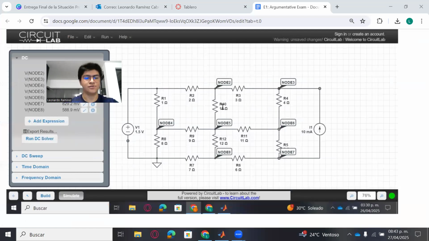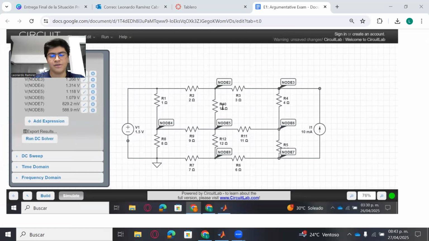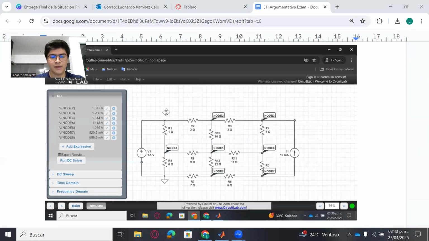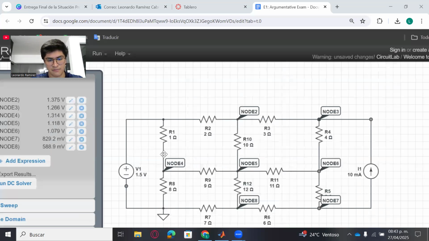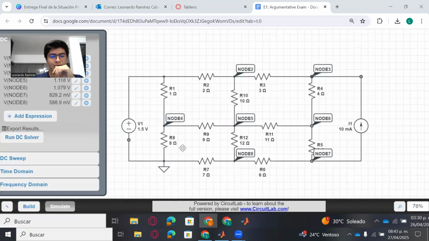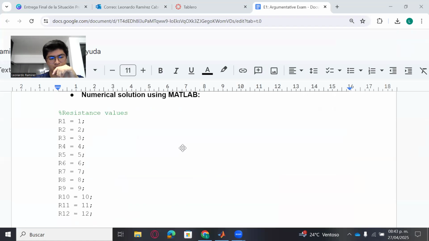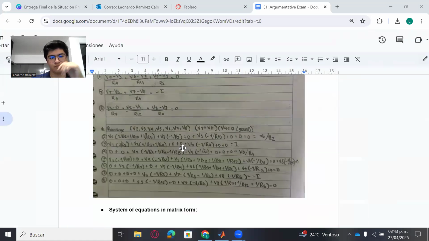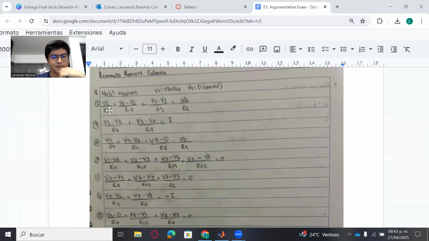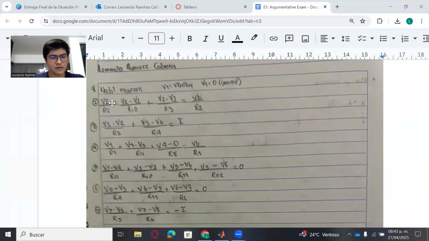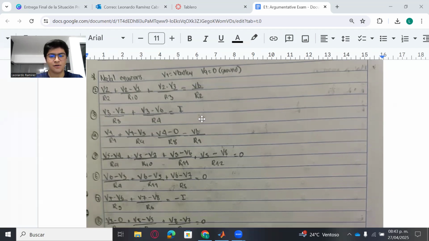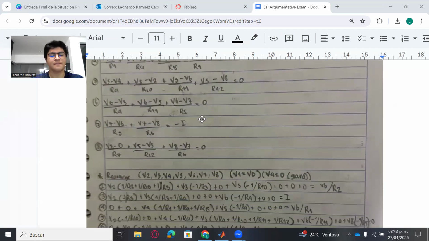It was pretty easy to manipulate because we just have to consider what nodes we have. Here we have the V battery one, and here we set the ground one to 0. So let us go through the nodal equations, which are pretty easy. We are just considering the voltage we are analyzing, and then subtracting the one that is connected to it through a resistor. So we have all of the nodal equations.